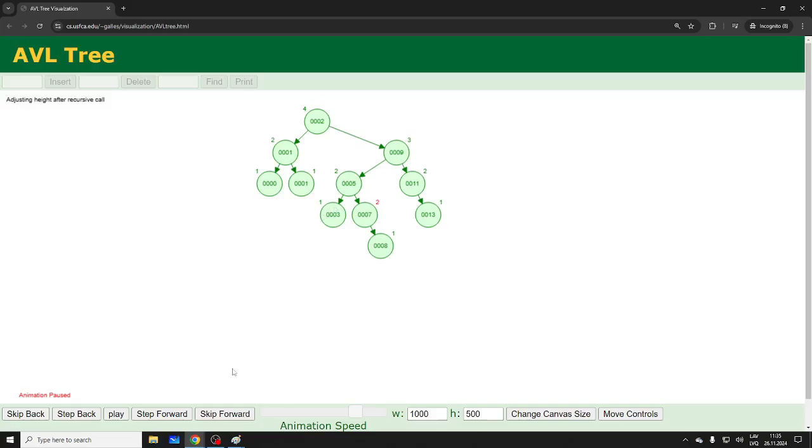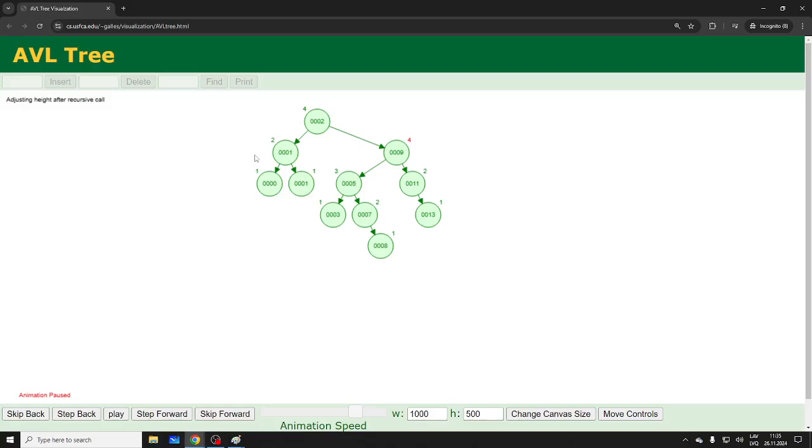1 and 2, no big deal. Here, 3. 3 and 2, check the children. 3 and 2 is fine. Here we have a problem. 2 and 4, that's a problem, because the difference is 2. And 2 is not allowed. And this means what?